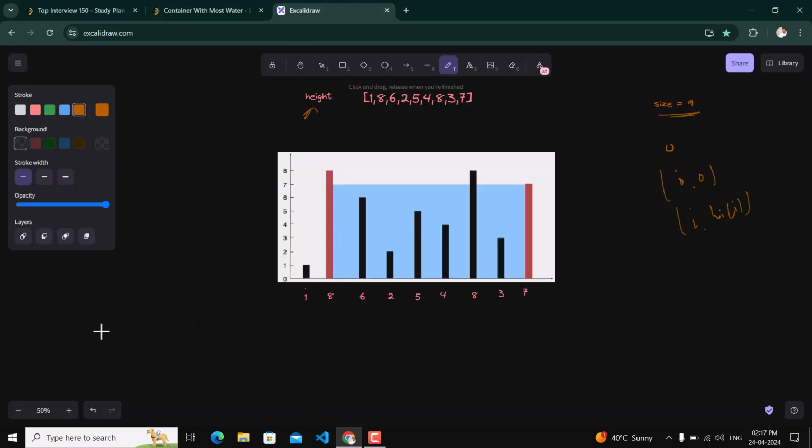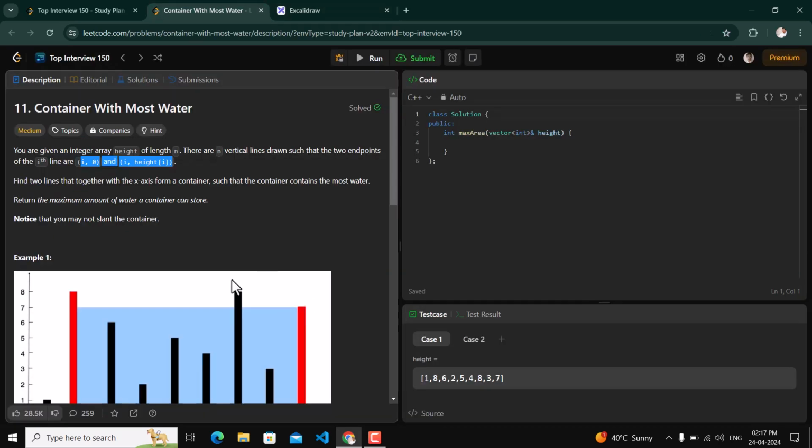If we have seen a container, it has two heights and a base. The same thing we have to do. We have to find two heights along with the base x-axis that will form a container, and if we store some water in this, we have to find the maximum amount of water that we can store. If we choose two indices among these heights, along with the x-axis, we have to find the maximum amount of water that can be stored. So return the maximum amount of water a container can store.